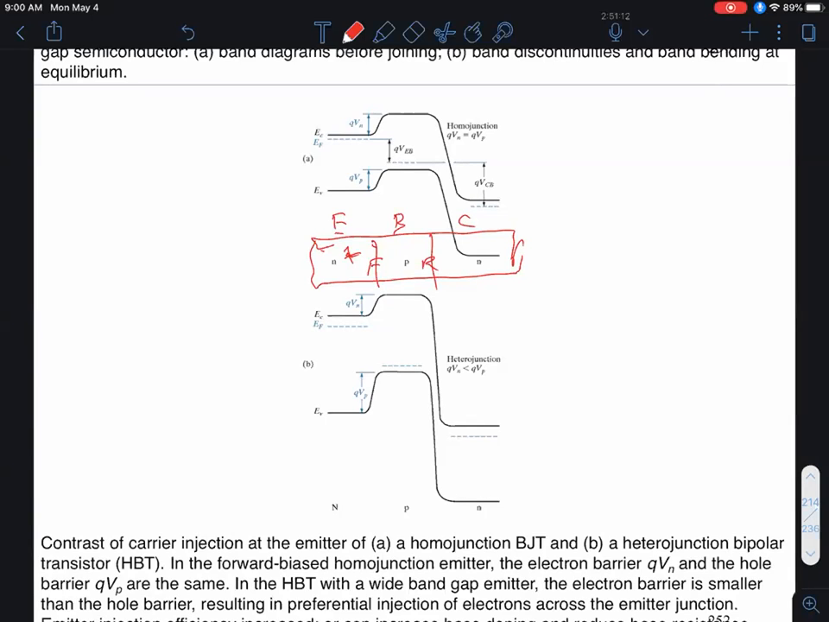ICO means it's a reverse saturation current between the collector base junction with the emitter disconnected, open circuited. So just treat the PN junction between the collector and the base as a diode. And that's your reverse saturation current for that PN junction. So it includes electrons and holes? Yes. Just like a diode.